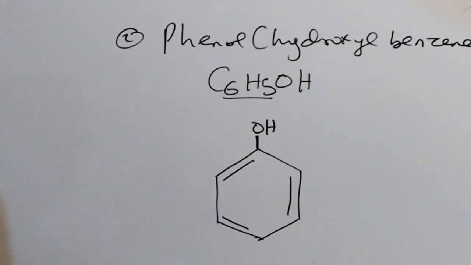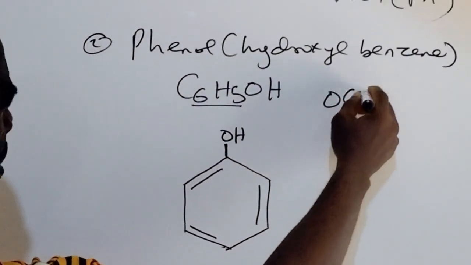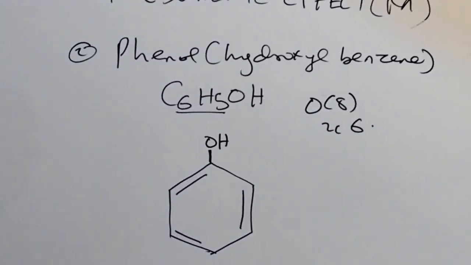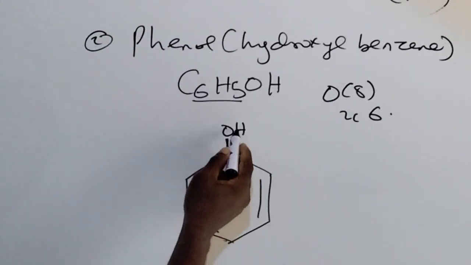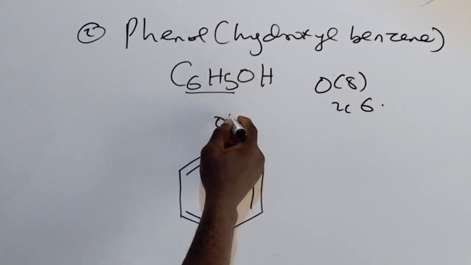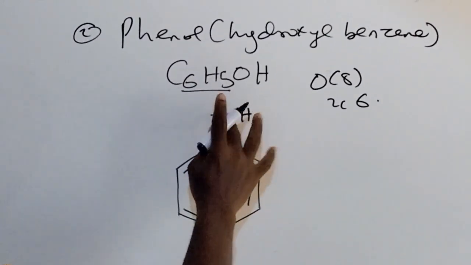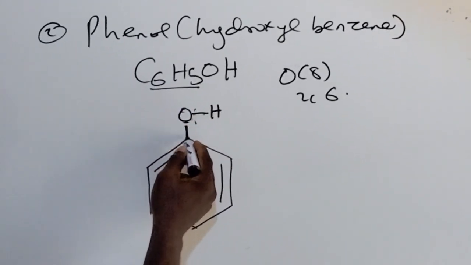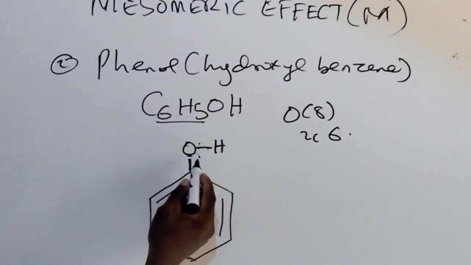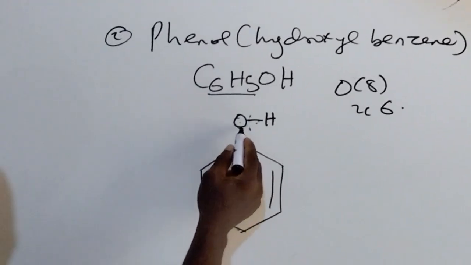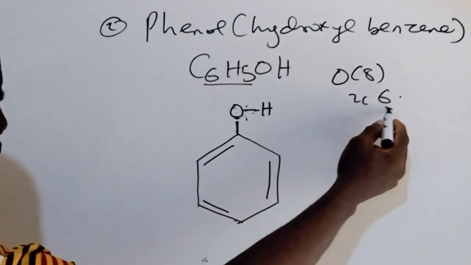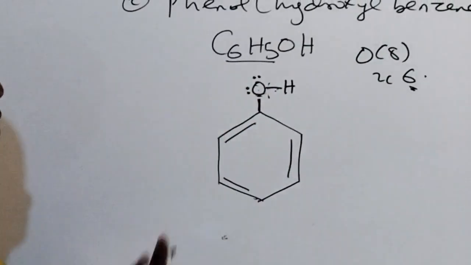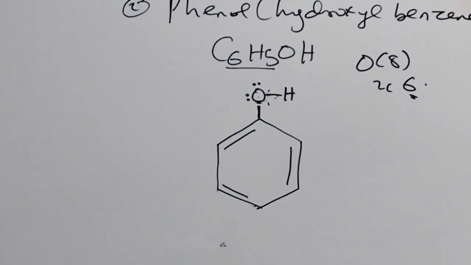You know that oxygen in chemistry has 6 valence electrons. Having 6 valence electrons, I use one electron to bond with hydrogen, and one used to bond with carbon. Of the remaining 4 electrons, 4 electrons constitute 2 pairs. So that is the actual structure of phenol.